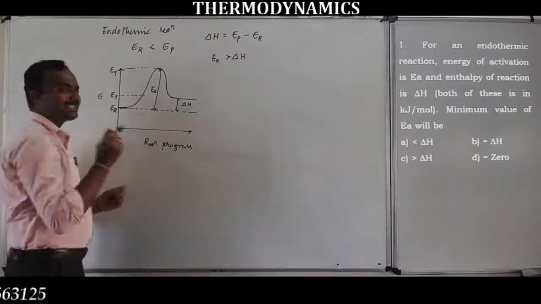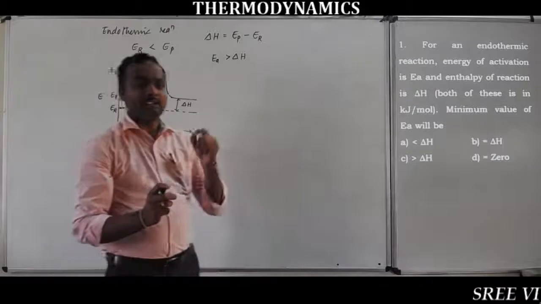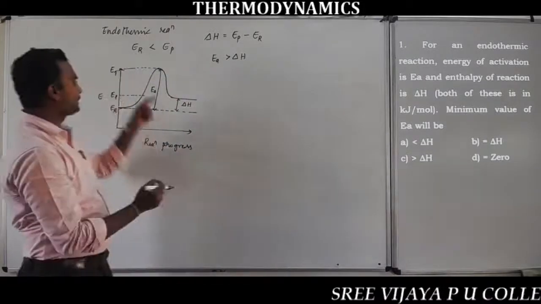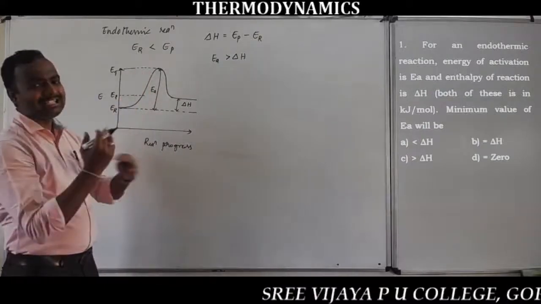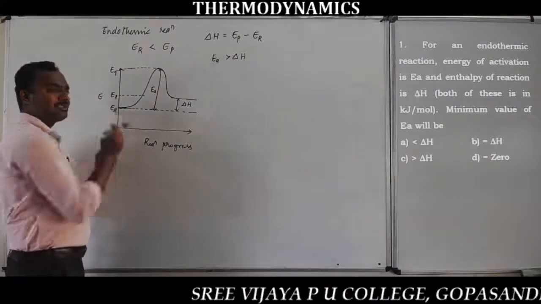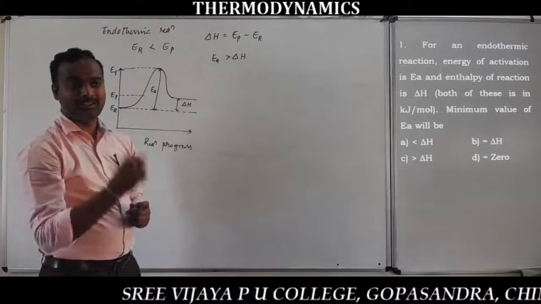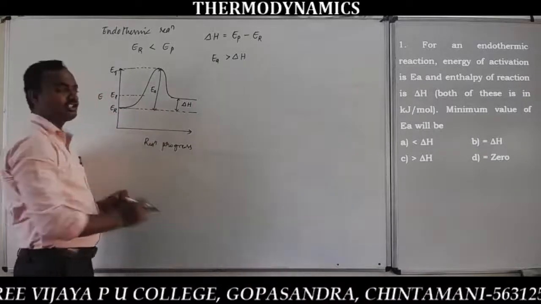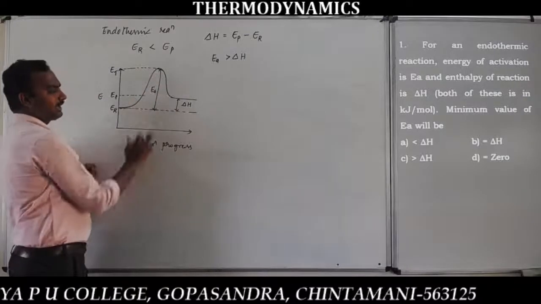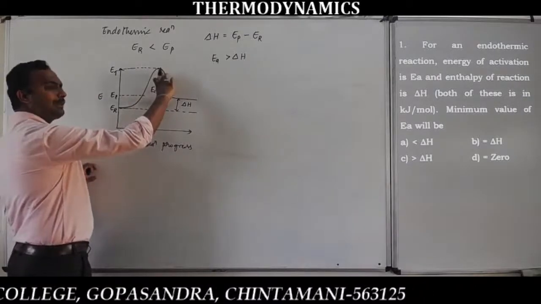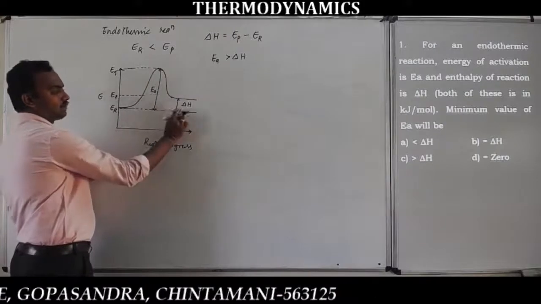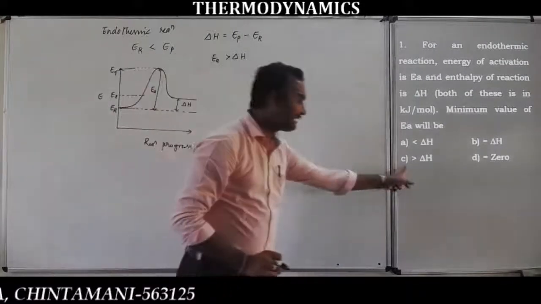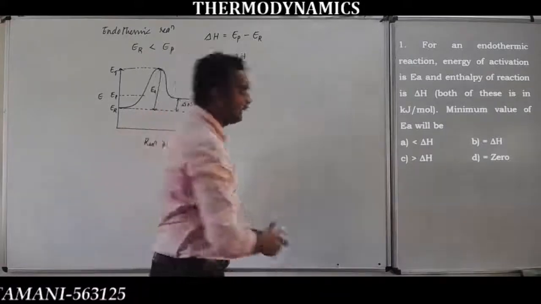Activation energy is the minimum amount of energy that is supplied to the reactant molecules to undergo collision. For collision to happen, the threshold energy must be reached. To reach that threshold energy, we supply some amount of energy to our reactant molecules. That amount of energy supplied is called activation energy. In the graph, you can see the minimum value the activation energy must have. Activation energy should be greater than delta H. So therefore option C is the correct answer. Next question.